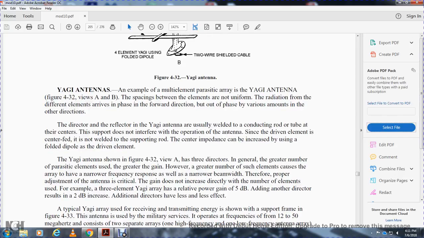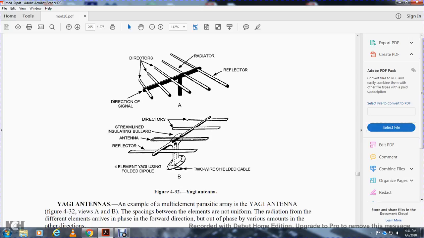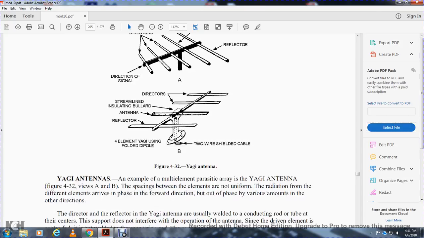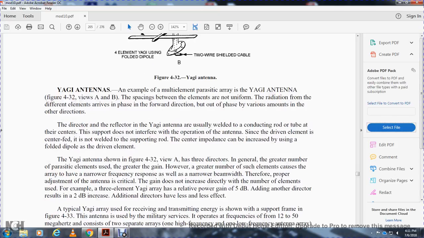Yagi antennas. An example of a multiple-element parasitic array is the Yagi antenna of figure 432, views A and B. The spacing between the elements is not uniform. The radiation in the forward direction is in phase, while in the other direction it is out of phase and cancels. The director and reflector of the Yagi antenna are usually welded to a conducting rod or tube at the center of the support, which does not interfere with the operation of the antenna. The driven element is not welded to the support at the center, and its impedance can be increased by using a folded dipole as the driven element.